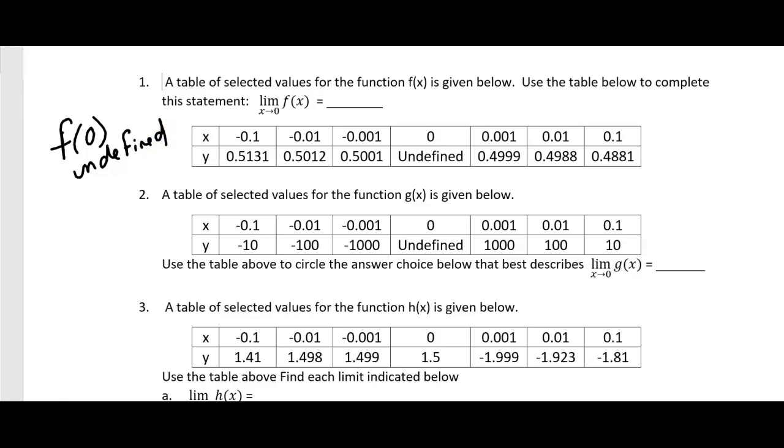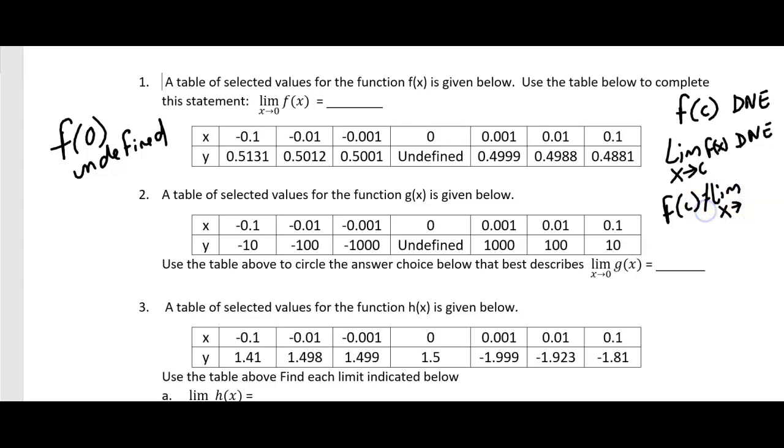Okay. Now, just to review, before I jump into giving all the answers, there's three reasons why a function may not be continuous. The function may not exist at the given point. The limit may not exist at the given point. Or even though both of those things exist, it's possible that the function doesn't equal the limit, which is another requirement. So these are three reasons why a function may fail to be continuous at a given point.